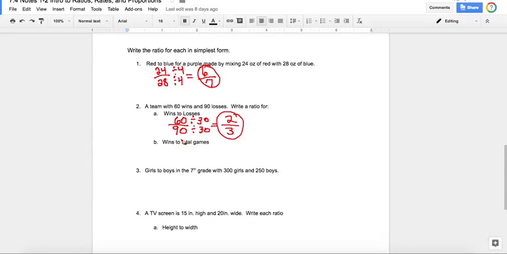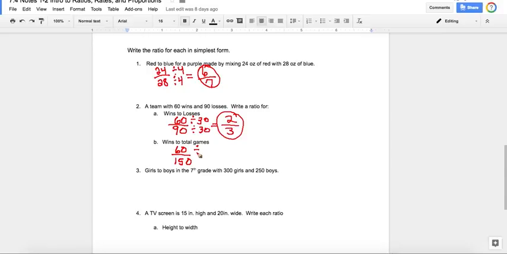Okay, now wins to total games. So I have 60 wins. How many total games did they play? I have 60 wins and 90 losses. So hopefully you were thinking you add these together and you get 150. Now, since I know 30 goes into 60 based on this problem here, if I continue to count by 30s, let's see if we get 150. So 60, 90, 120, 150.